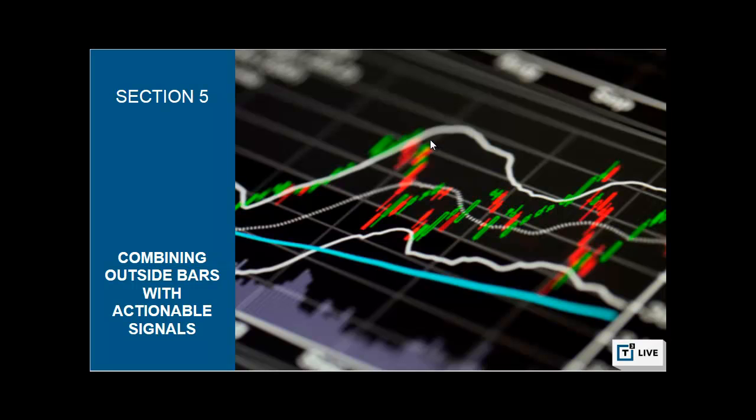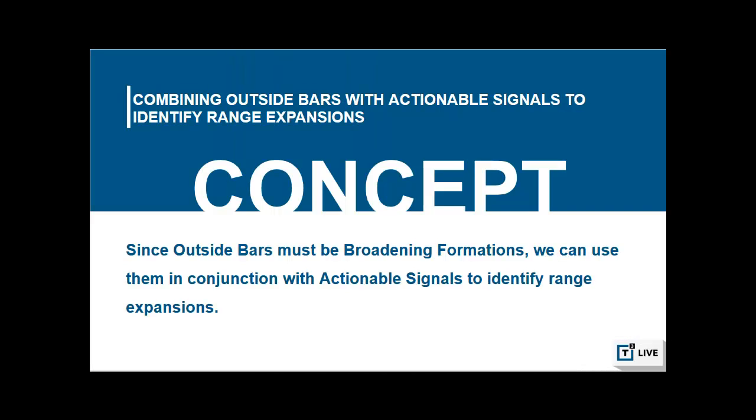Section 5, combining outside bars with actionable signals. Once again, since outside bars must be broadening formations, we can use them in conjunction with actionable signals to identify range expansions. As we've been looking at, we want to use them to identify when they're coming back into the range to go test the other side, or when things are really moving and they're actually expanding. That's what we want as well.